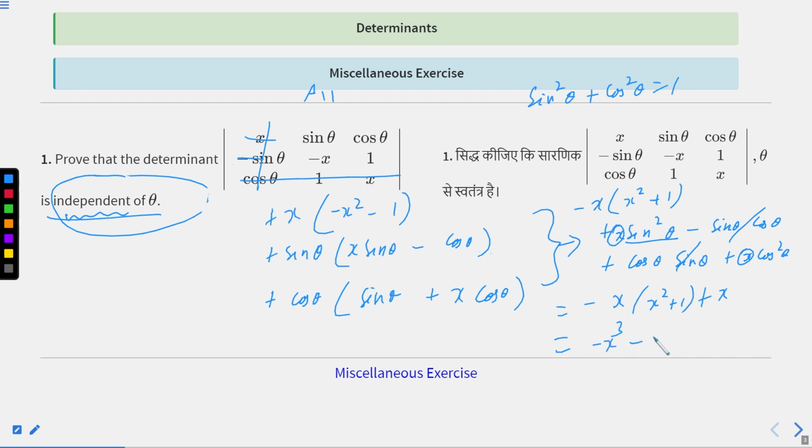So x cube minus x plus x. So this will cancel. You have just minus of x cube. So your determinant has no term with theta. This means it is independent of theta. Okay, clear? So far so good. Very easy problem.